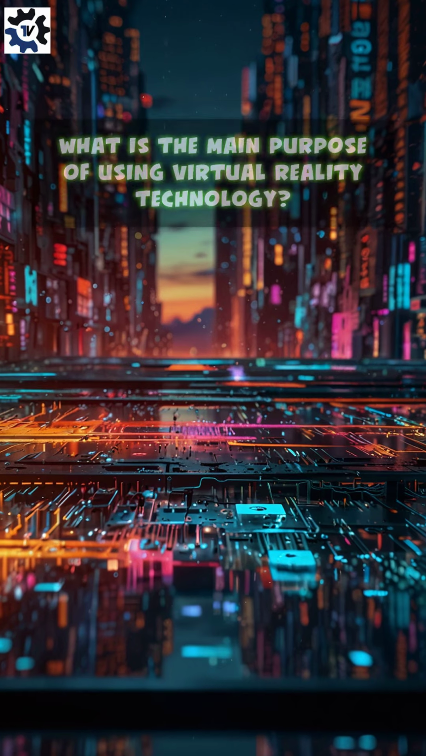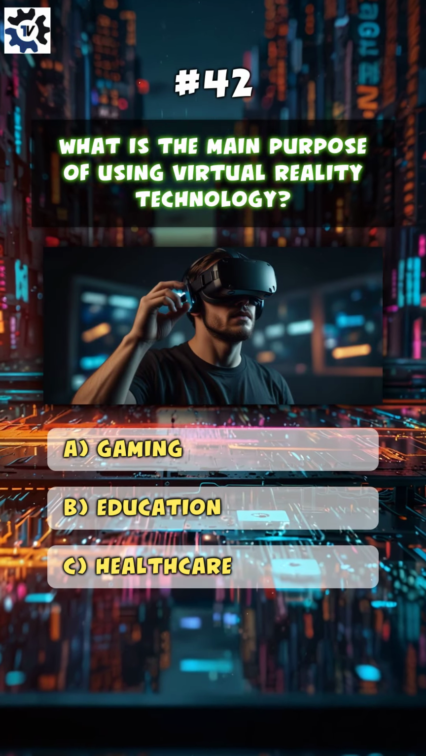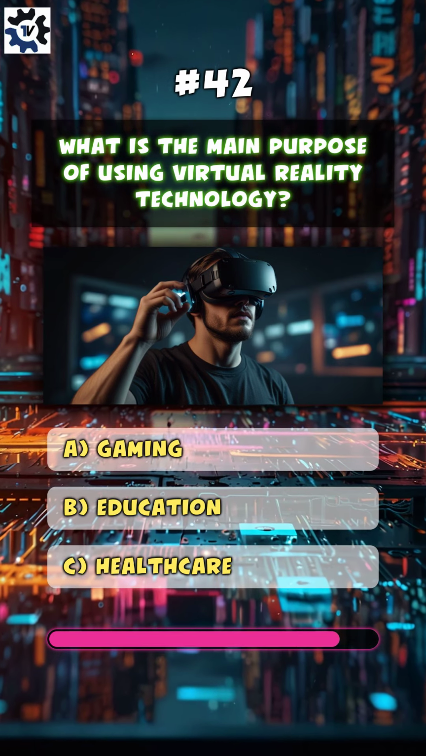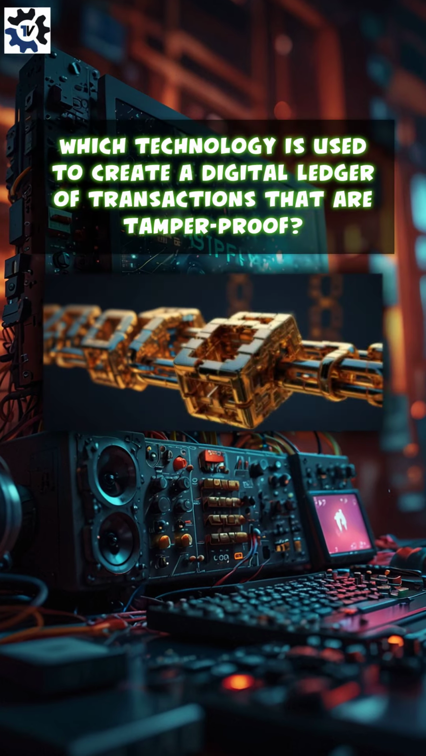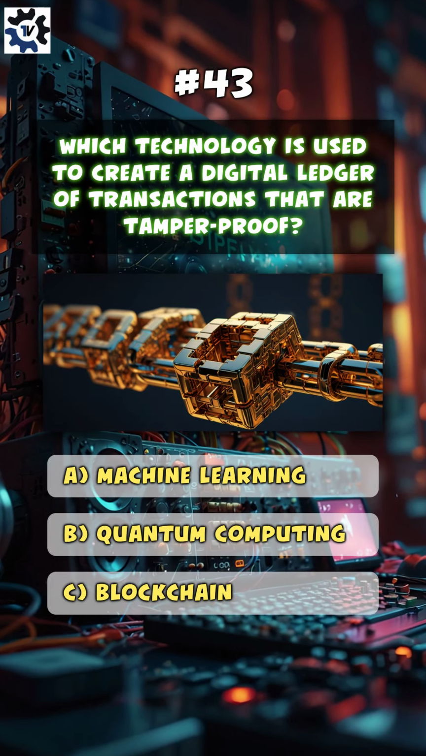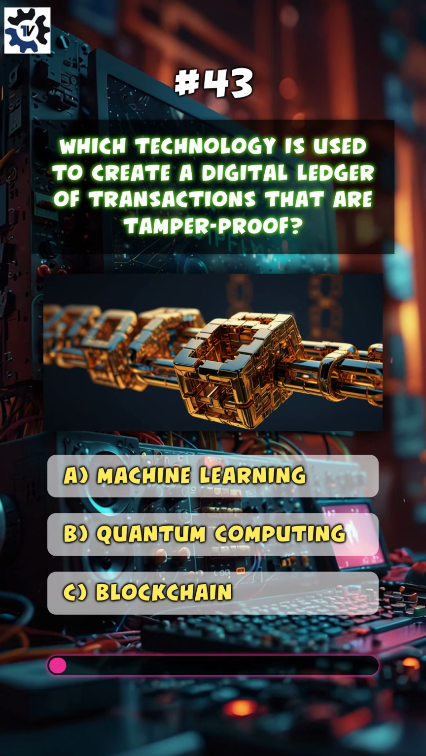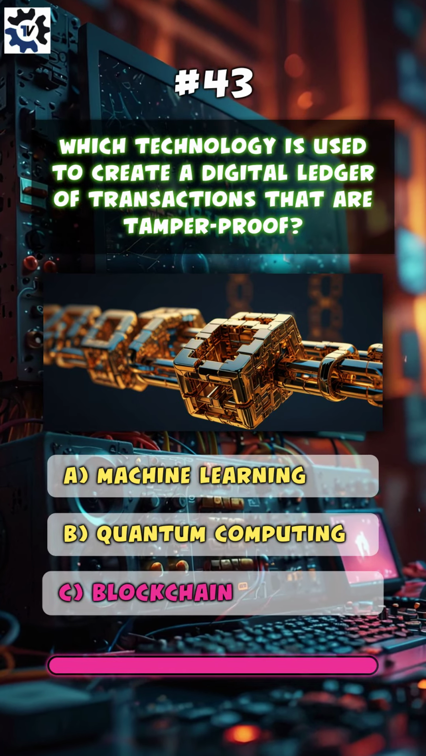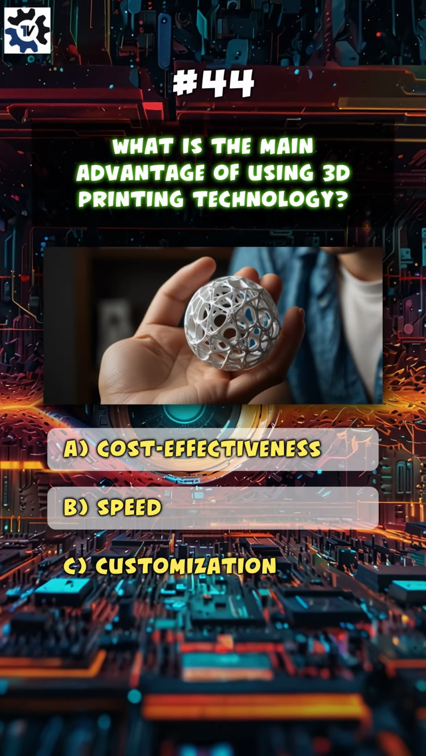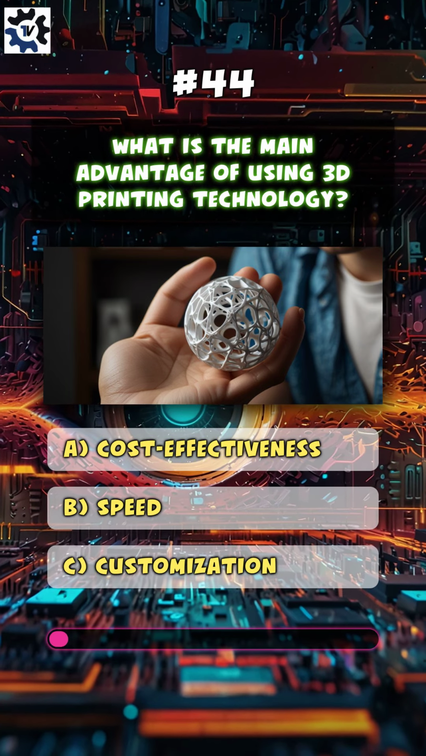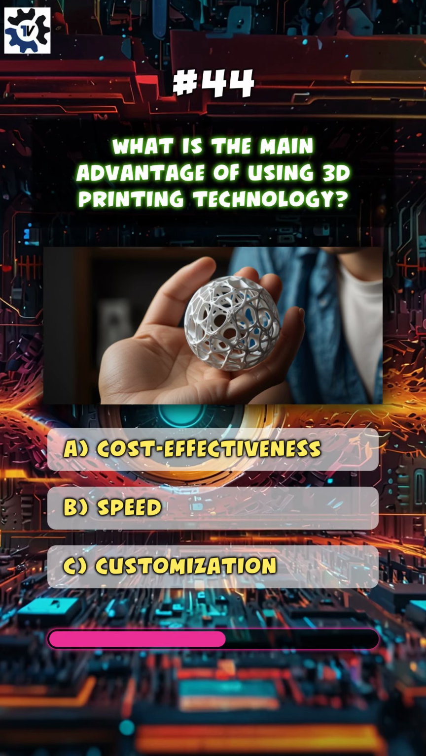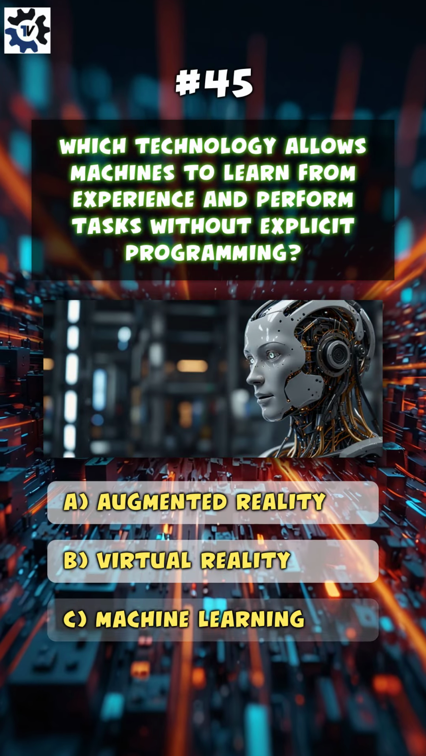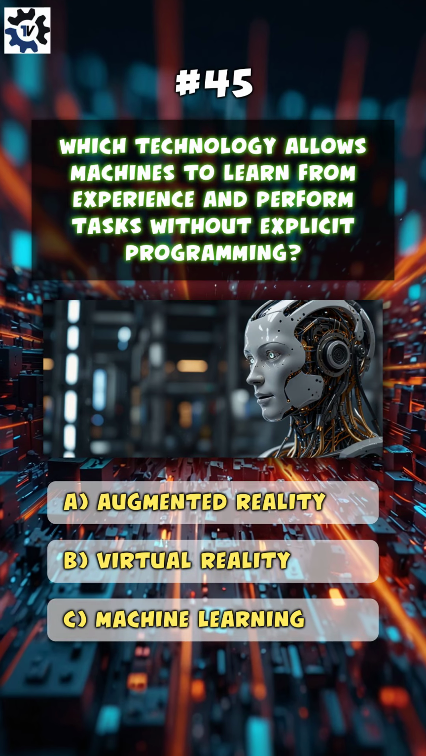C. IoT. What is the main purpose of using virtual reality technology? A. Gaming. Which technology is used to create a digital ledger of transactions that are tamper-proof? C. Blockchain. What is the main advantage of using 3D printing technology? C. Customization. Which technology allows machines to learn from experience and perform tasks without explicit programming?